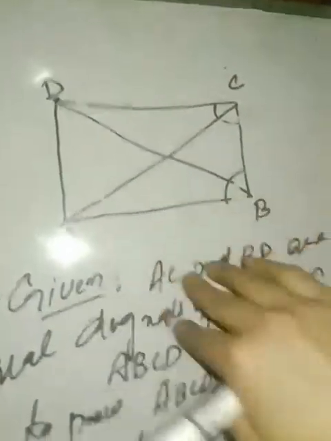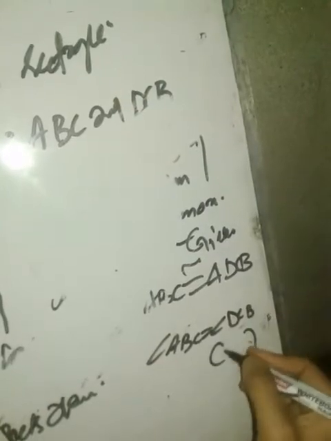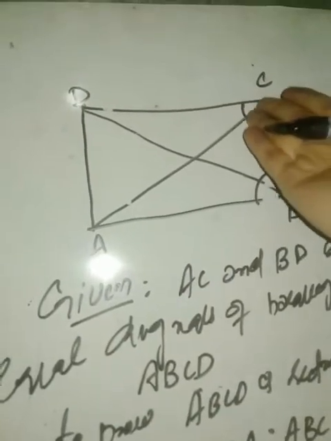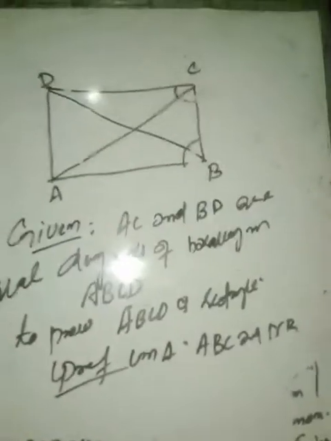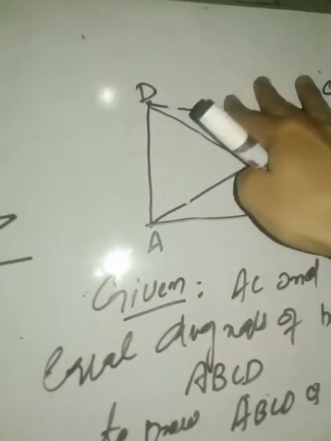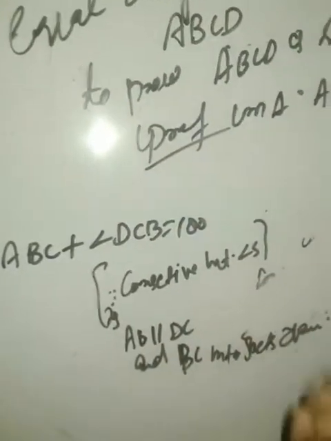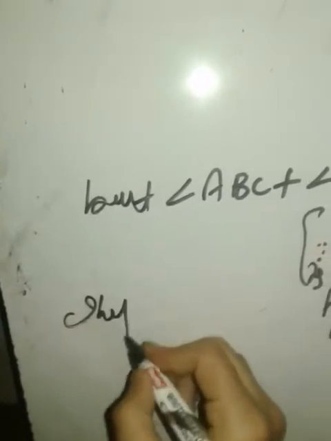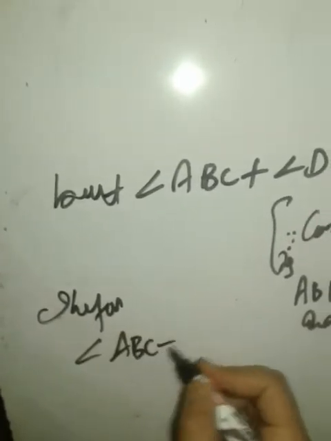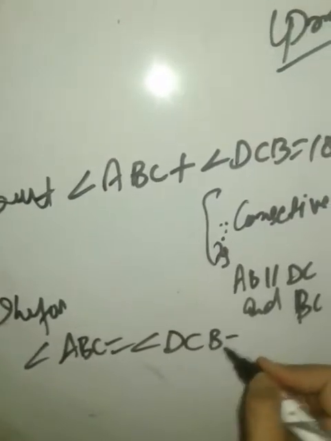So we have shown that angle ABC equals angle DCB. I hope you will get it. This line is parallel to this line, this is the transversal. So these form the consecutive interior angles. Why are these parallel? AB is parallel to DC because ABCD is a parallelogram, and opposite sides are parallel. Two angles are equal, but their sum is 180. So clearly each will be 90. Therefore angle ABC equals angle DCB equals 90.